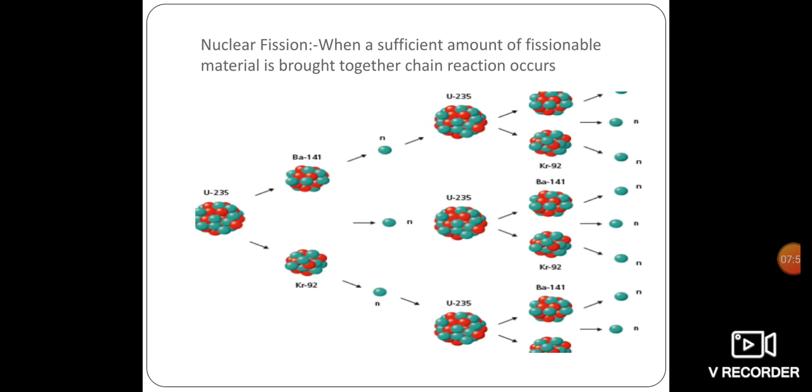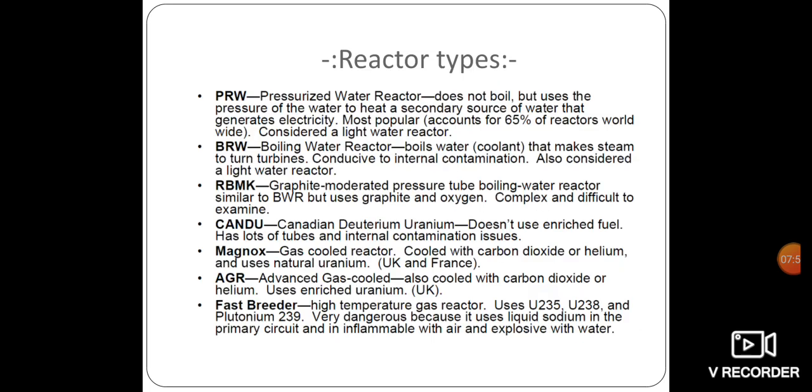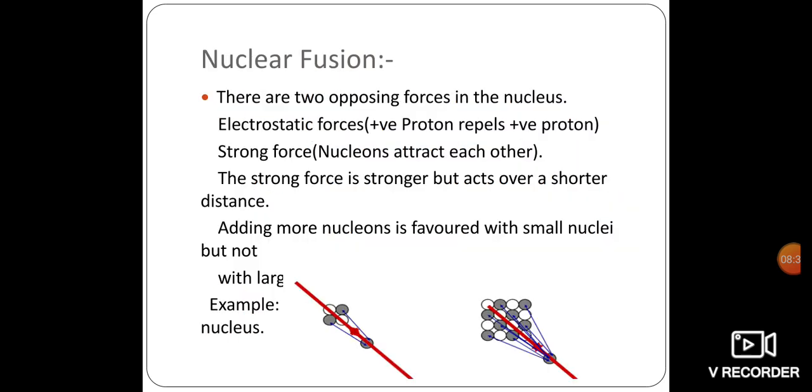Nuclear fission. When a sufficient amount of fissionable material is brought together, chain reactions occur as shown in the diagram. So the reactor types are PWR, pressurized water reactor; BWR, boiling water reactor; RBMK, graphite moderated pressure tube boiling water reactor; CANDU, Canadian deuterium uranium type of reactor; Magnox, gas cooled reactor; AGR, advanced gas cooled reactor; fast breeder; and high temperature gas reactor.